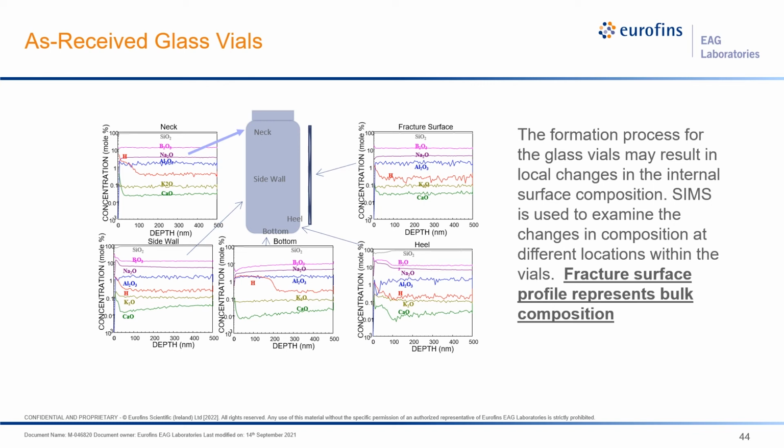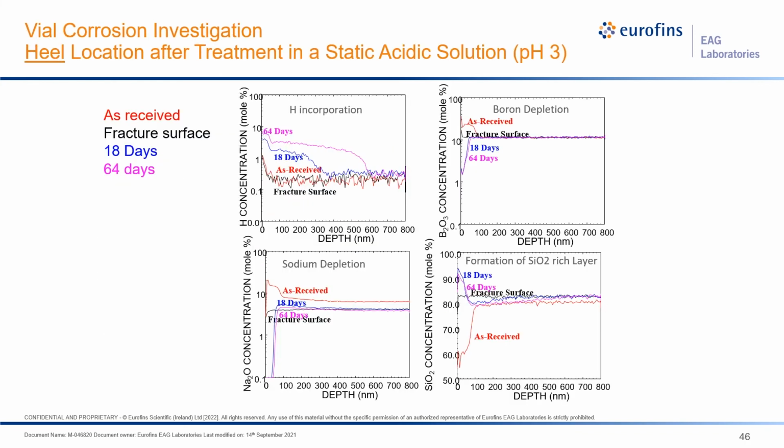So in this particular case, we're looking at different locations of the glass and looking at the cross section of the broken glass. We call it the fracture surface, and we compare the composition of each location with respect to the bulk composition. And we see that in the heel region, we have the biggest change in surface concentration with accumulation of sodium and boron and decrease in SiO2. If you look at it in aging with an acidic solution, we see hydrogen incorporation increasing as the days progress.